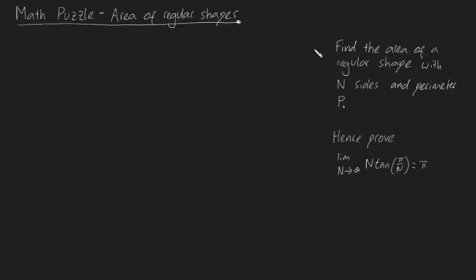G'day guys, welcome back. Find the area of a regular shape with n sides and a perimeter p. And then once you've found this generalized expression for area of this n-sided shape, then prove the following result. Prove that n tan(pi/n) approaches pi as n approaches infinity.